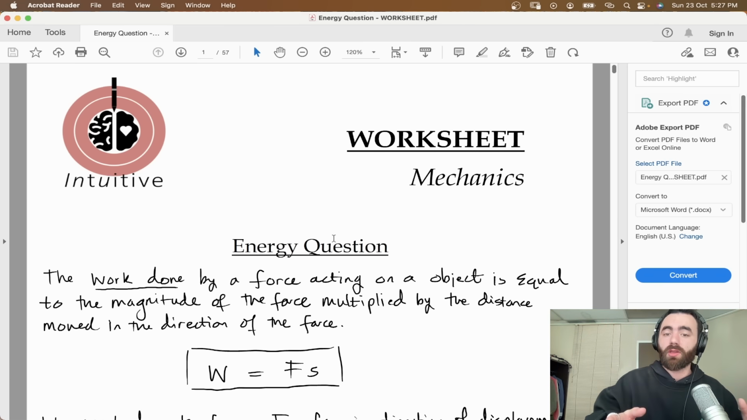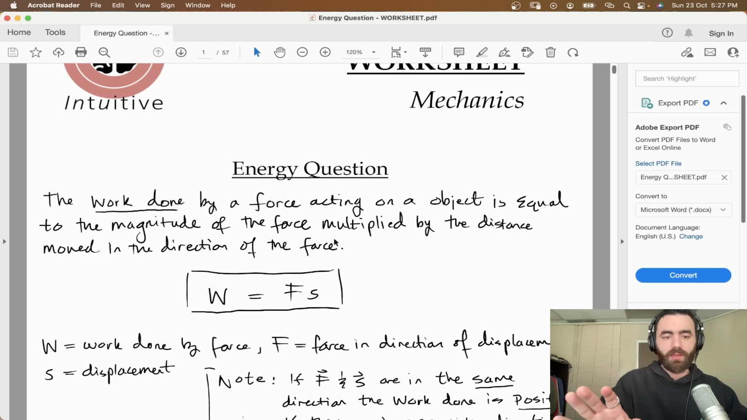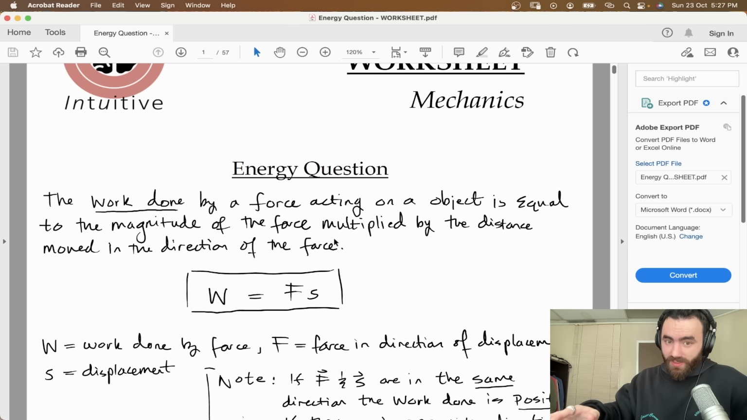You have some theory that you need to know, which I'll quickly go through. So, what do you need to know? You need to know what work done is. Work done is work done by a force acting on an object. This is equal to the magnitude of the force multiplied by the distance moved in the direction of that force. So the force has to be acting in the direction of the displacement.